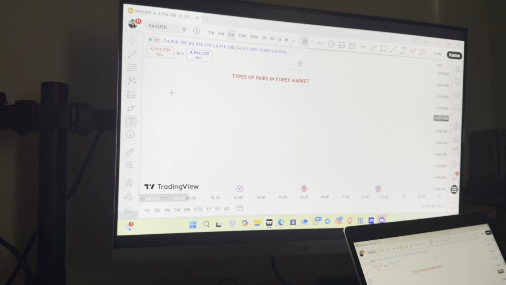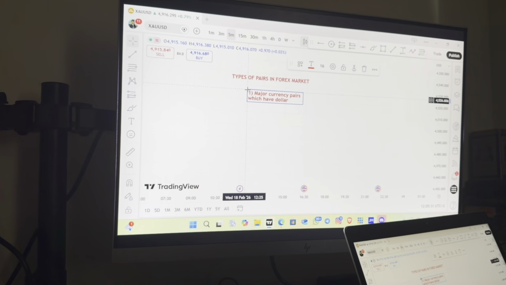Number 1, we have the major currency pairs. Major currency pairs are pairs which have the dollar. If you see any pair with USD, we consider that a major currency pair. They are called major because they are commonly traded.